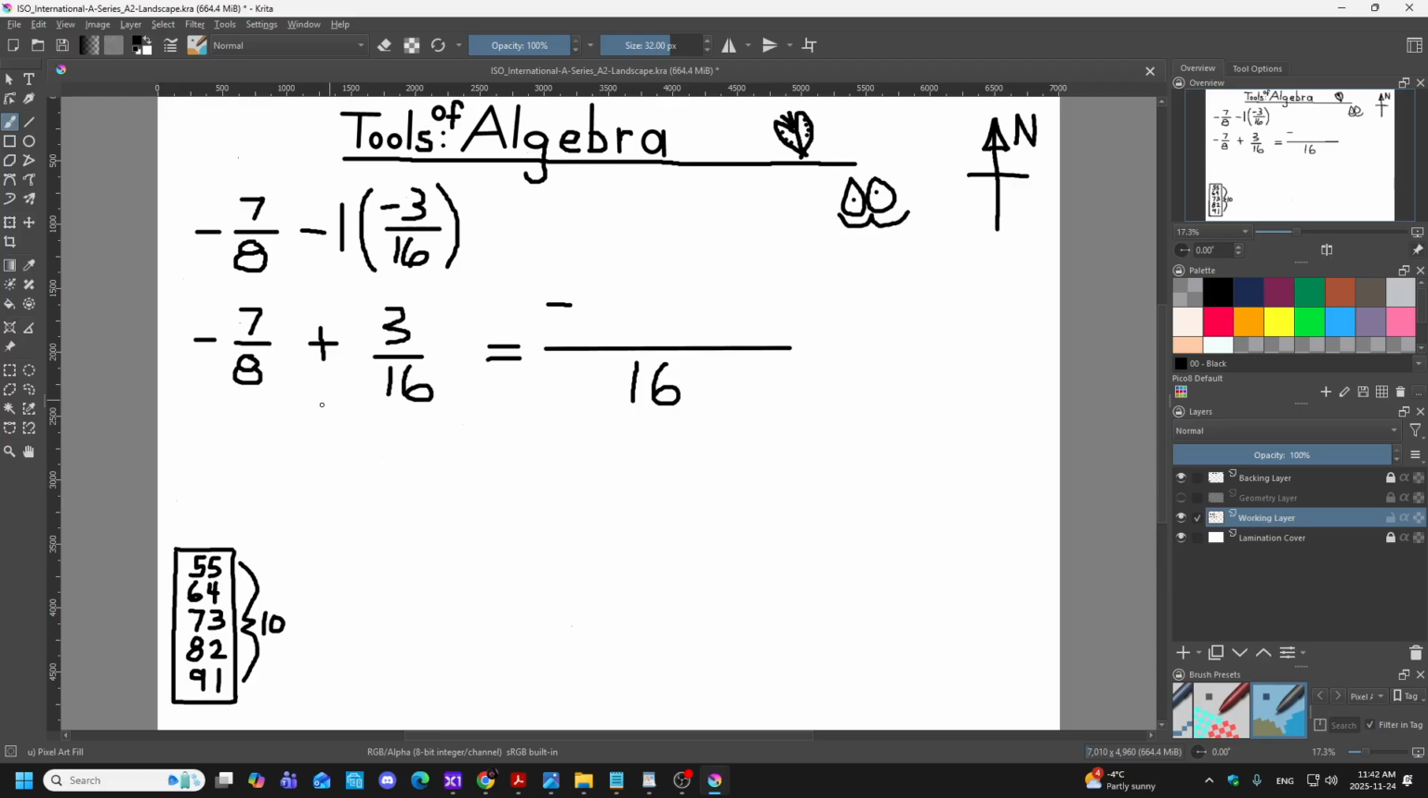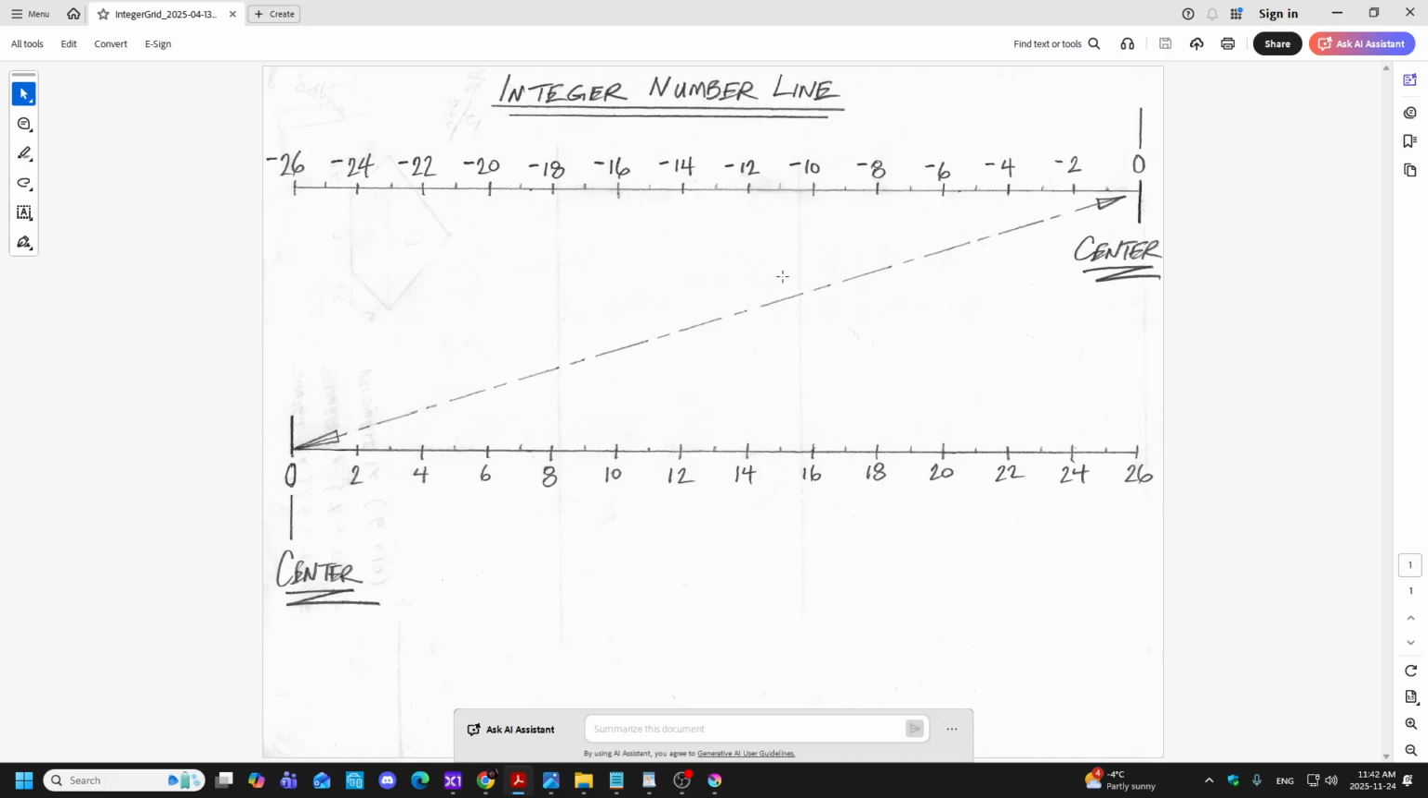Okay, doing the math here now. 8 times 2 is 16. 2 times 7 is 14. Bring in my plus sign. These are the same. No change in my numerator. All right, continuing the work. Negative 14 plus 3, right? Plus is going to the right. Negative 14 I will begin with. 3 jumps to the right. 1, 2, 3. That puts us at negative 11.